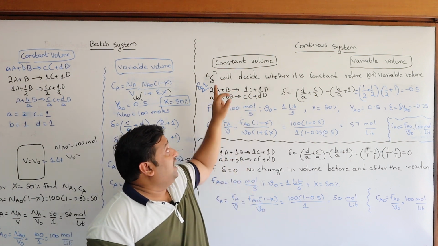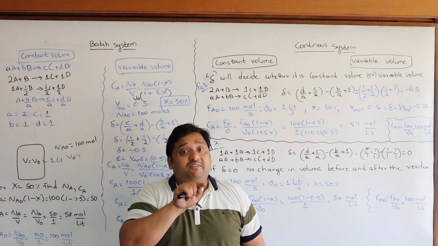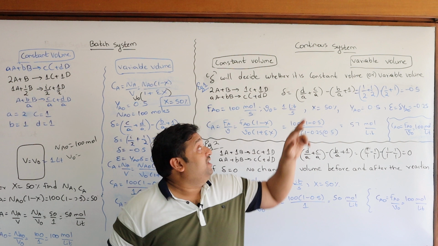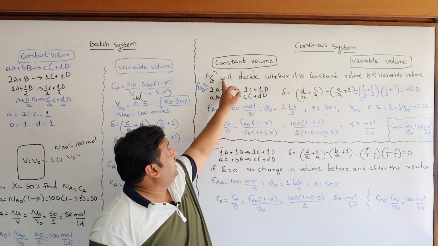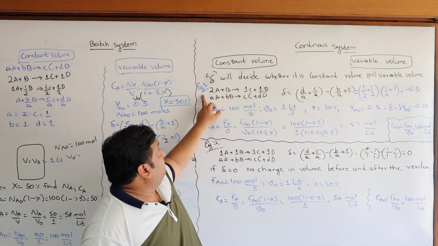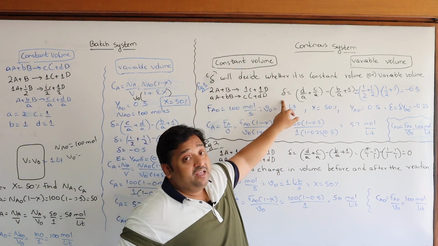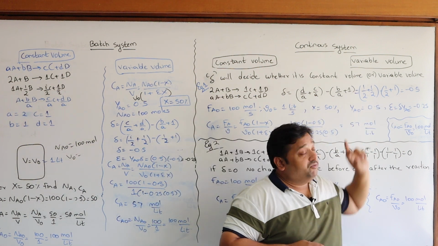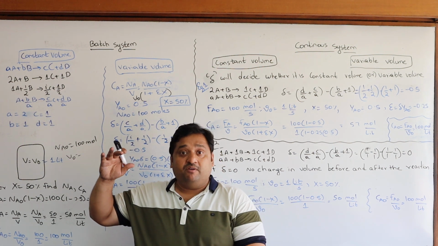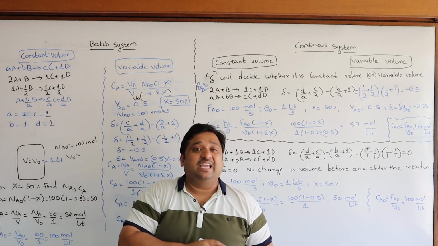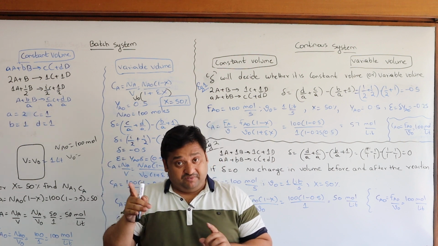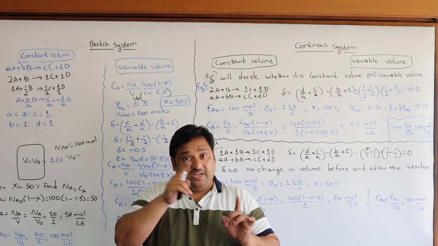And the delta in continuous systems will decide whether we go for the constant volume or variable volume. Let us say if this is the same reaction, the delta the same way we have calculated is negative. When the delta is negative, it means the final moles will be less than the initial moles; initial moles are bigger, final moles are smaller. That means because of the reaction the volume changes.